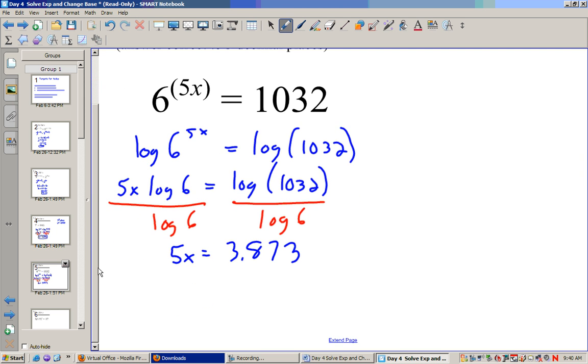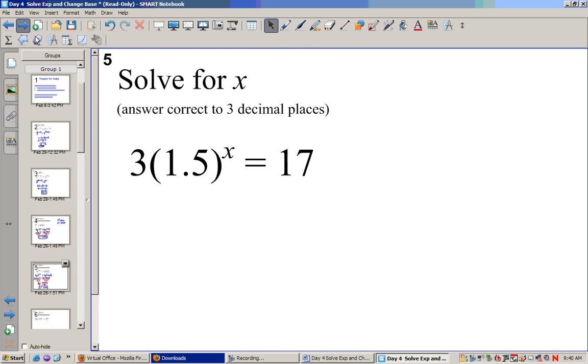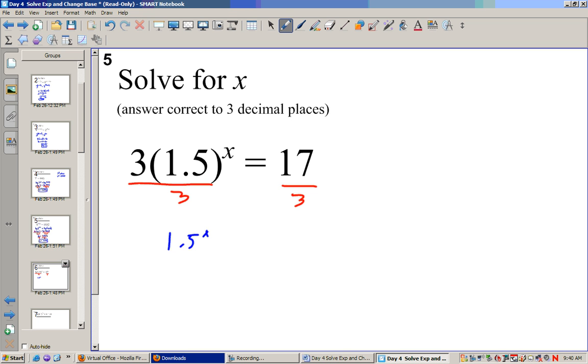3.873. And now to solve this, I need to divide by 5 on both sides to find my value for x. So my x value is going to be 0.775. All right, so hopefully this is making sense to you. In this one, now this 3 isn't attached to this, so before we start our problem, we want to divide by 3. So I have 1.5 to the x power is equal to 17 thirds.